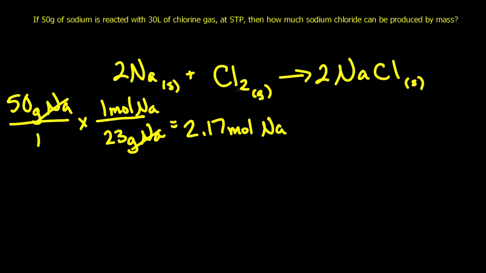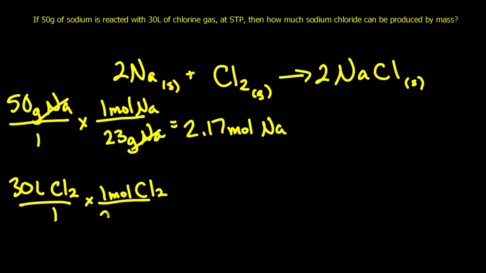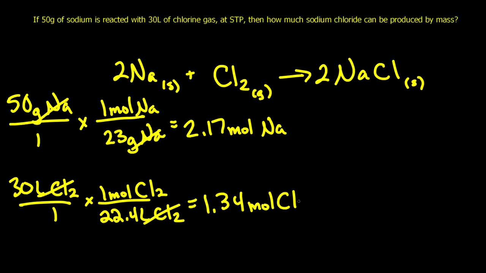Now I can do chlorine. Since this is STP, I can use my 22.4 conversion factor. So I got 30 liters of chlorine gas. Put that over 1. So 1 mole of chlorine gas will be 22.4 liters of chlorine gas. Liters of chlorine gas cancels out. 30 divided by 22.4 gives me 1.34. 1.34 moles of chlorine gas.